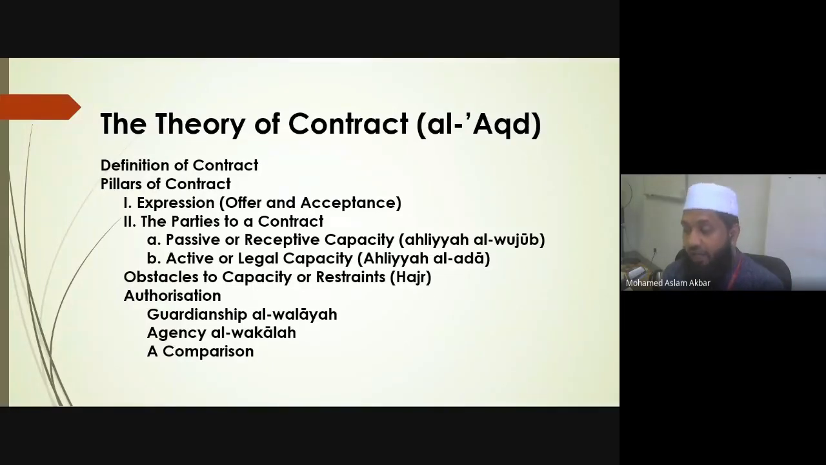So is there any difference between this guardianship and agency? Because sometimes it looks the same, because you are asking somebody to do the work for you on your behalf, somebody has to conclude your transaction. From looking from outside, it looks like it's the same thing. But is there any difference between guardianship and agency, between walaya and wakala? That is all actually, inshallah, we are going to cover in today's discussion.